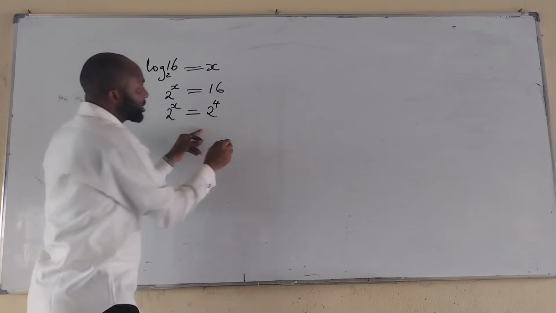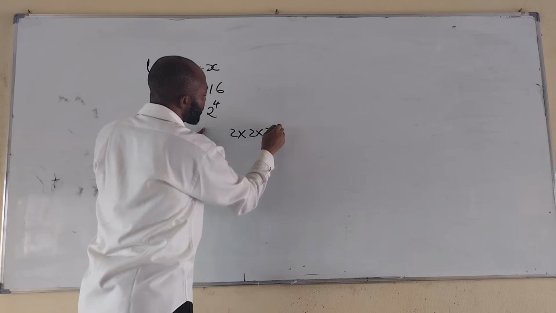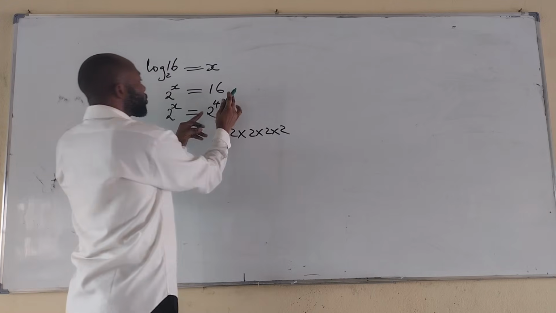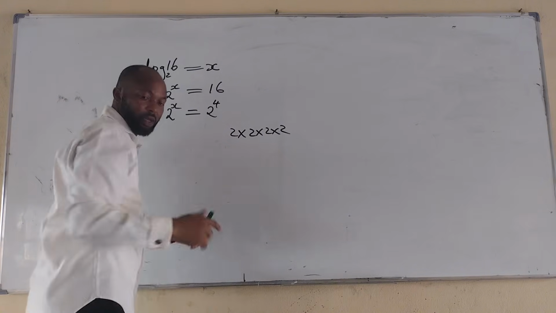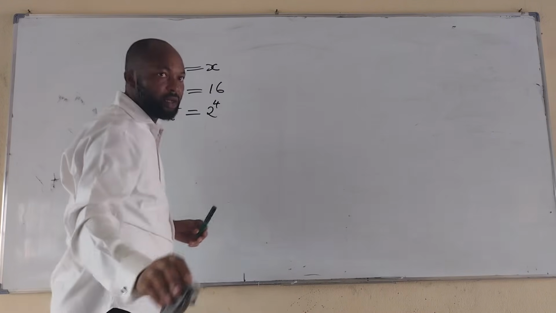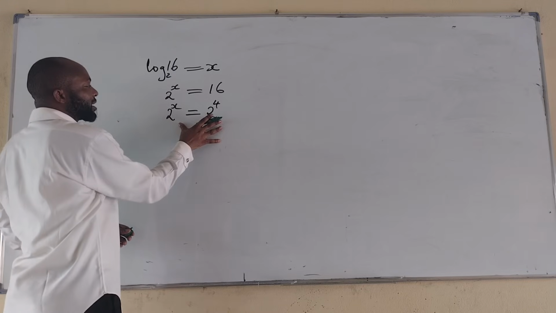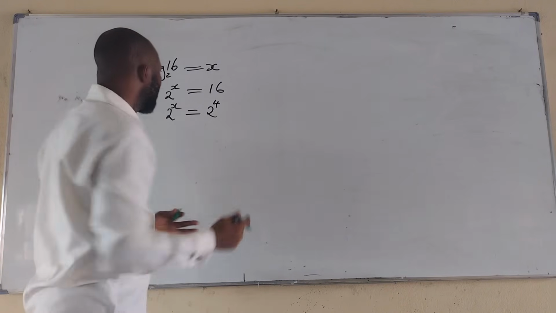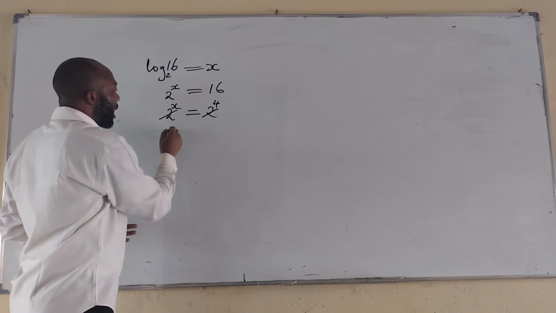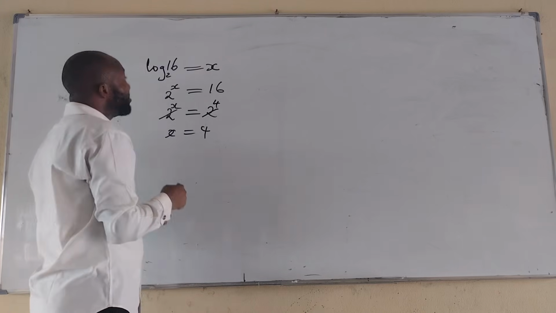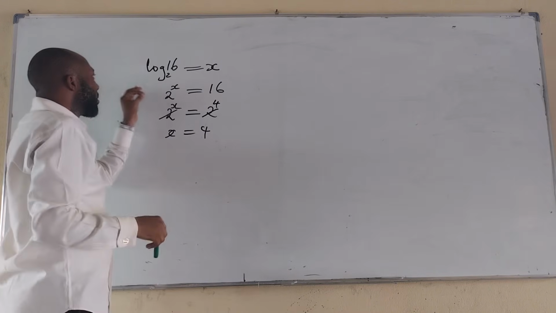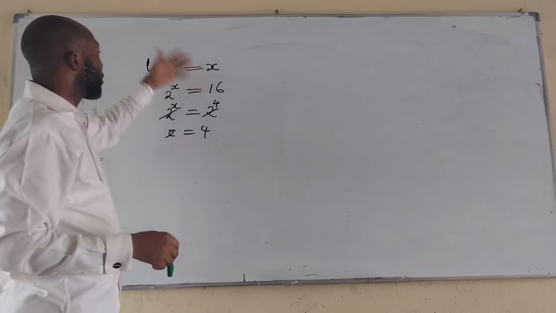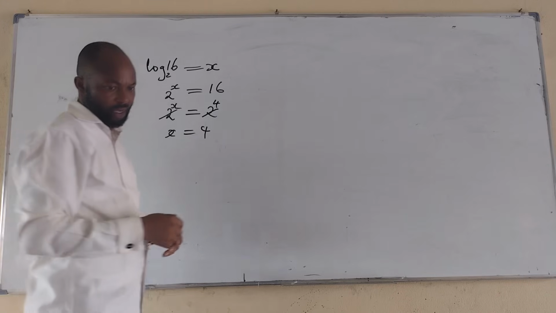Which means this is 2 times 2 times 2 times 2. 2 times 2 is 4, 4 times 2 is 8, 8 times 2 is 16, so it's 2 raised to the power 4 to give us 16. Then, if the bases are the same, from exponential functions which we dealt with earlier in indices, we can cancel them out, and our x is equal to 4. It means, therefore, that the power by which 2 can be raised to give us 16 is 4. So 2 raised to the power 4 is 16. So that is it. Let's take another one.